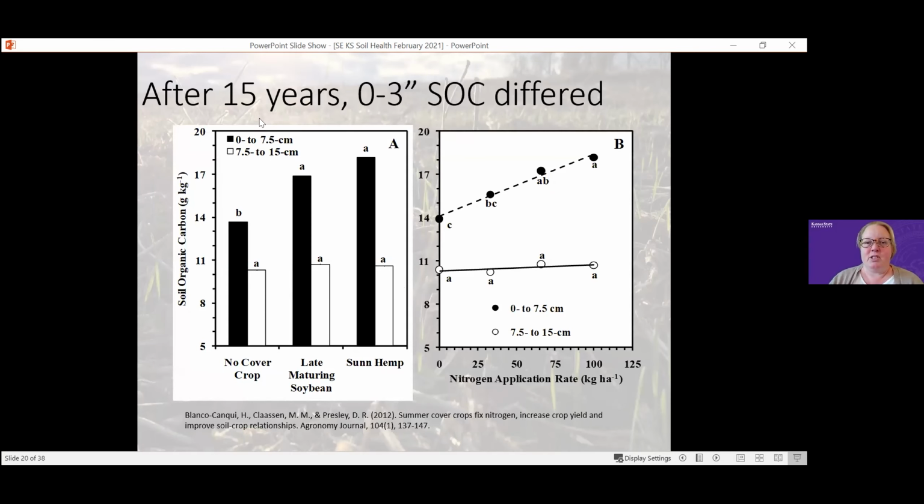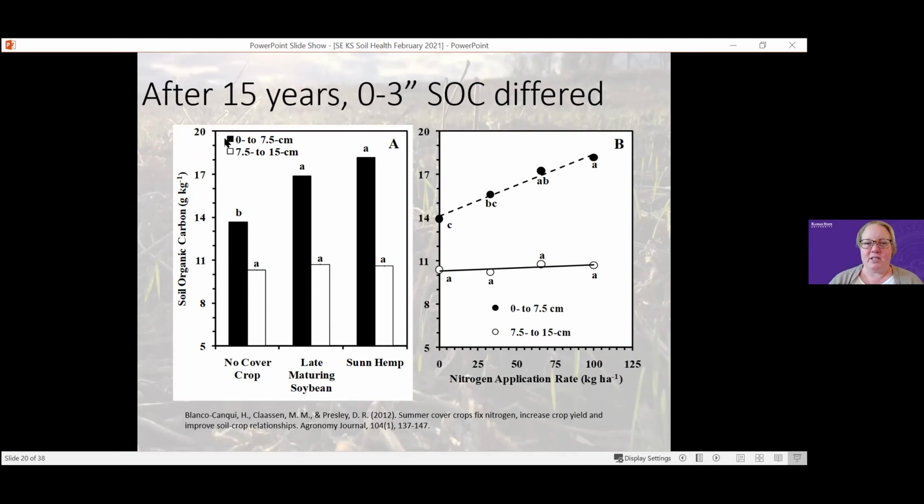This is showing that after 15 years, the 0 to 3 inch soil organic carbon was very different. To convert between soil organic carbon and soil organic matter, you multiply by 1.7. That is because soil organic matter is a little over 50% carbon. So if you ever need to convert between those two, that's your factor, 1.7.